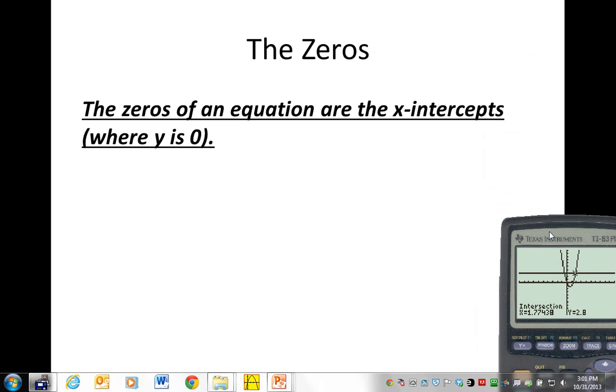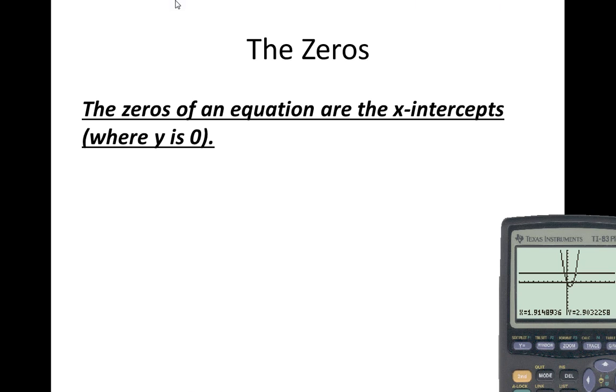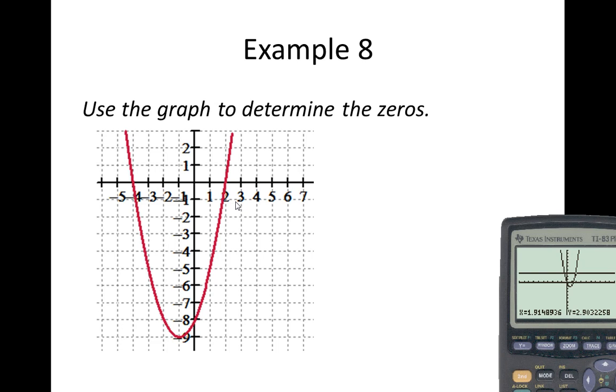Okay, so just a sort of a vocabulary word here. This is called zeros. The zeros of the equation are the x-intercepts. So if it asks you to find the zeros of an equation, we are looking for the x-intercepts, where y is 0. So use the graph to determine the zeros. What are my zeros here? The zeros are, there's the x-axis right here. So at negative 4 and 2. Sometimes I'll write these with these little Alfred Hitchcock braces. Could say x equals negative 4, x equals 2. It's all the same thing.